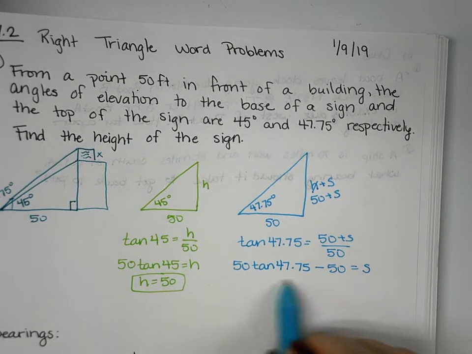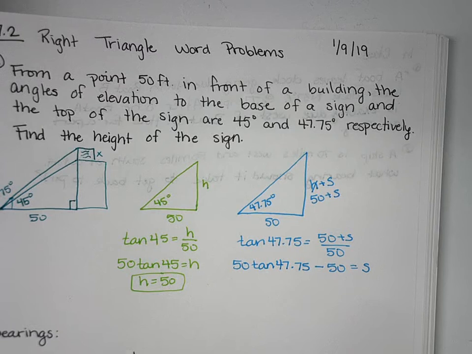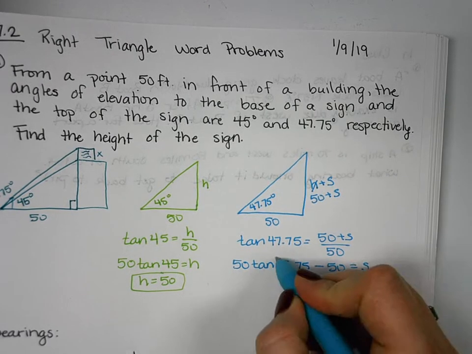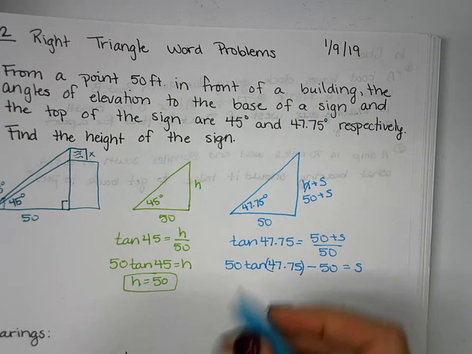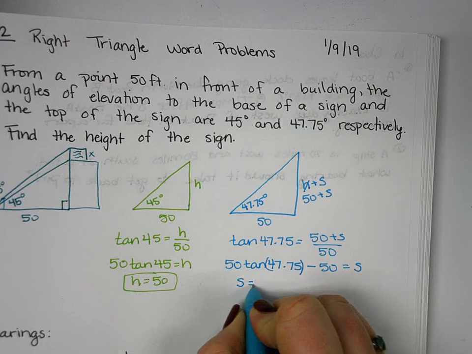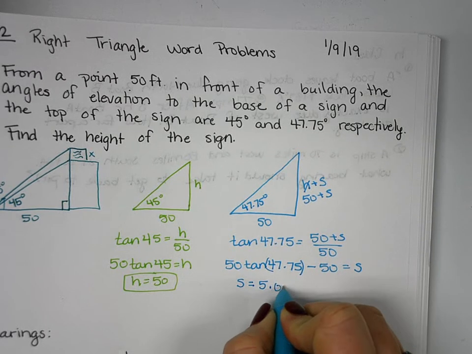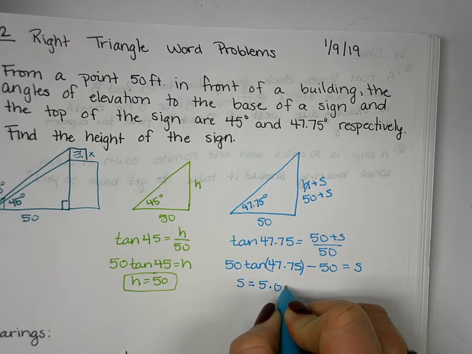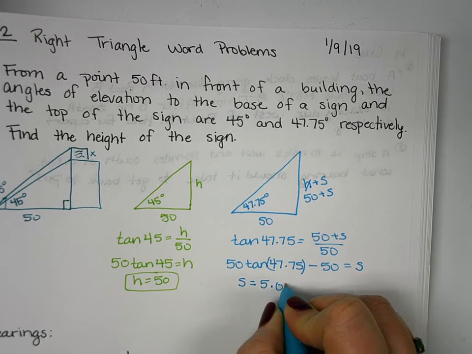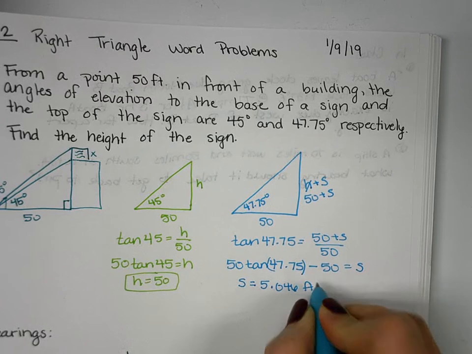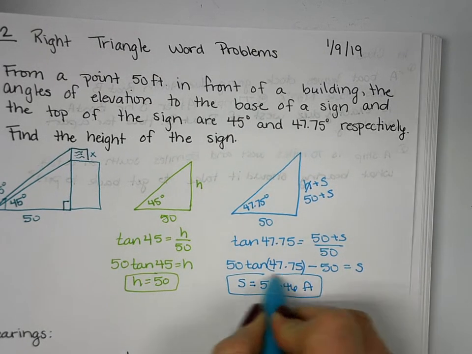So again, this is something that we can just plug into our scientific calculators. So 50 times the tangent of 47.75, making sure you close your parentheses around the tangent, and then minus 50. And you get that the sign is 5.0. How many decimal places? Let's do 3. 0.046 feet is the height of our sign, and that would be our final answer.